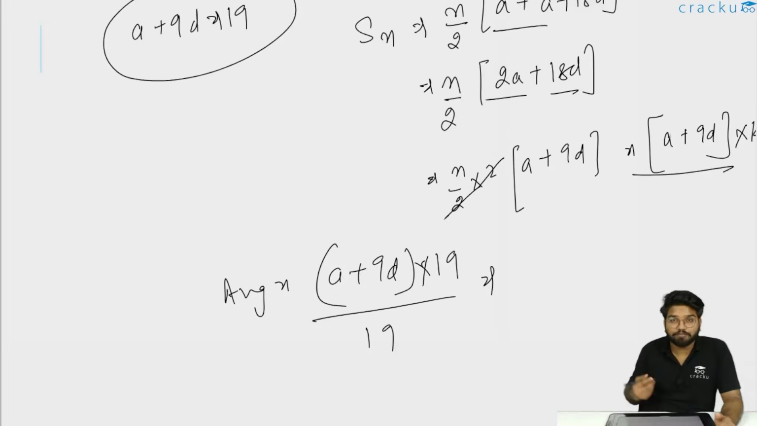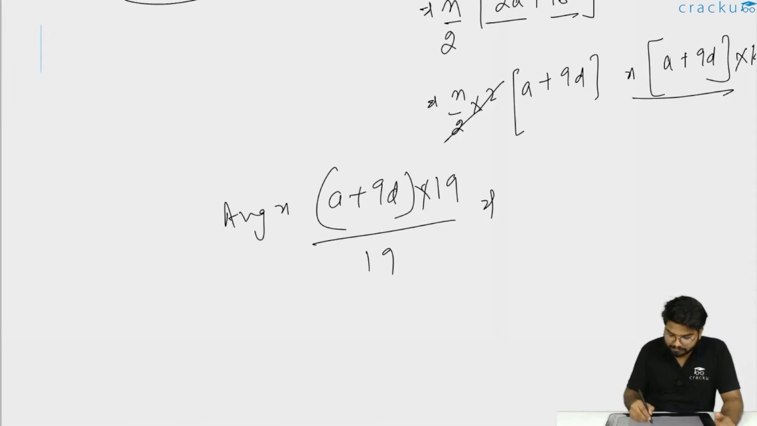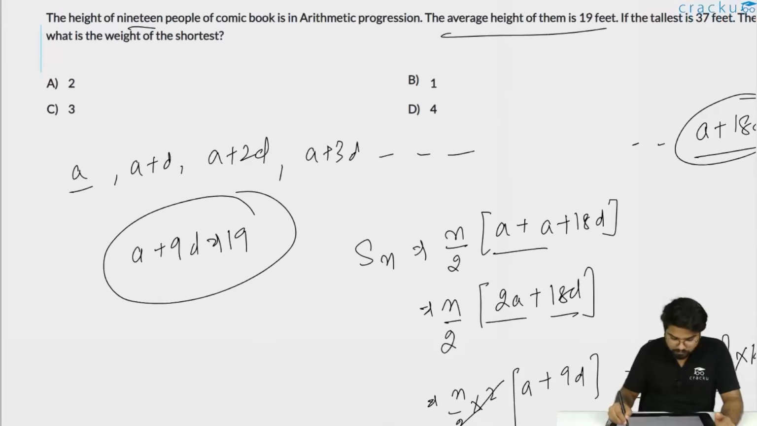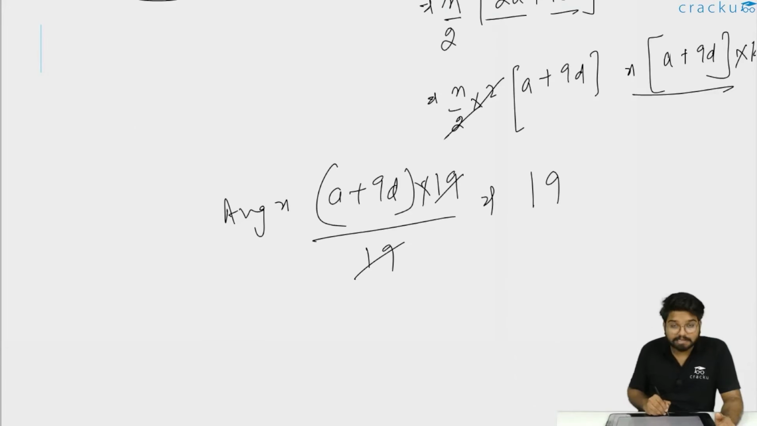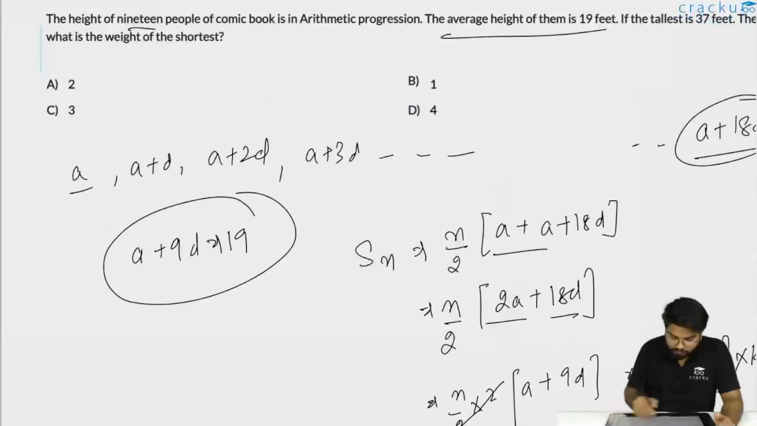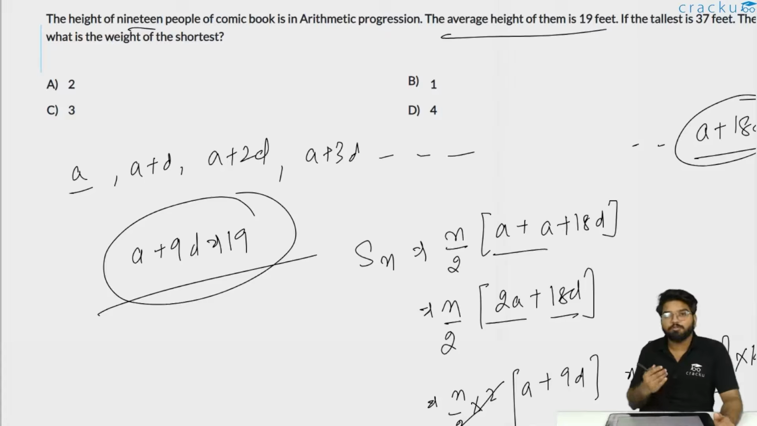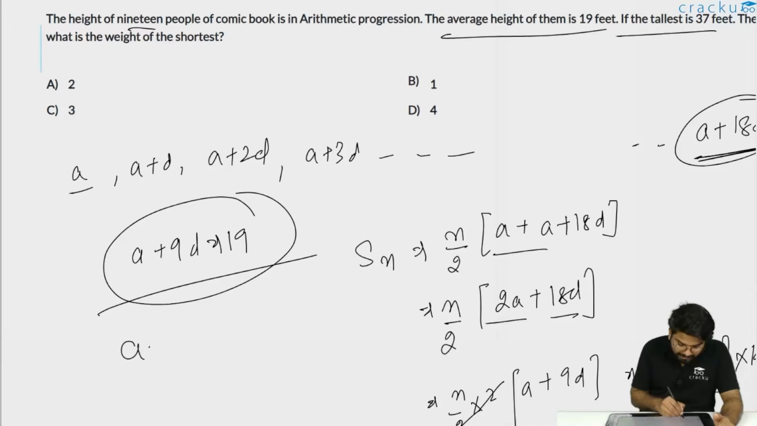This should be equal to the average, and we are given the average to be 19. So 19 and 19 can cancel out. We are left with A plus 9D equal to 19, and this is again the point where we started: the average height will be that of the middlemost person if they are arranged in an arithmetic progression. So we know A plus 9D is equal to 19. Now it is told that the tallest is 37 feet, and the tallest is A plus 18D. So A plus 18D is equal to 37.